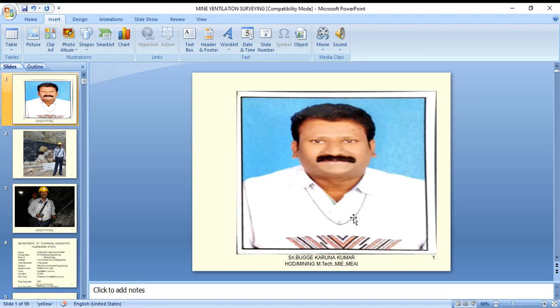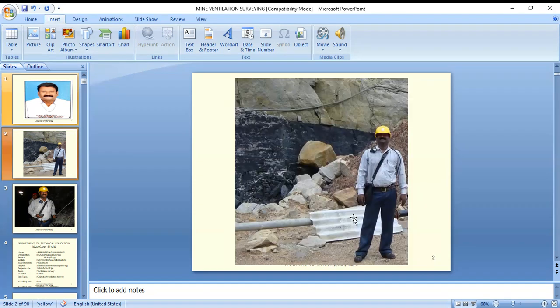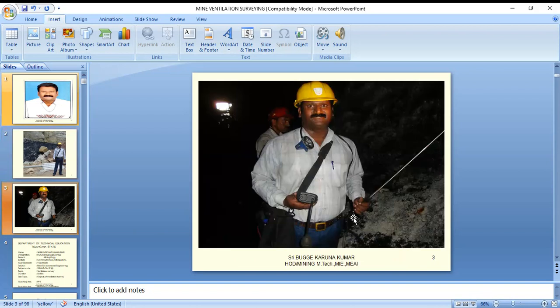Today we are going to learn about mine ventilation surveying, part of the mine environmental engineering subject. This is a mine view at a mine site. A survey is going on with the gas testing meter, part of the quality survey.